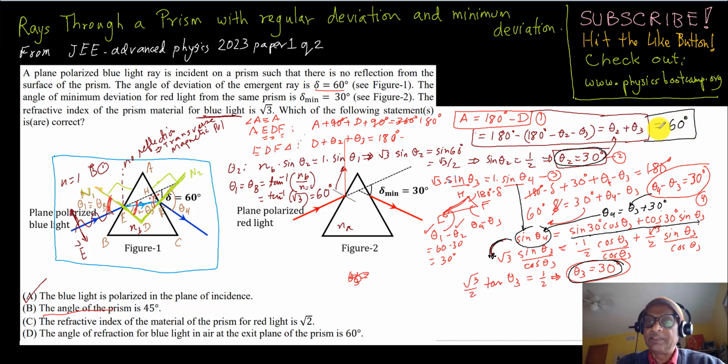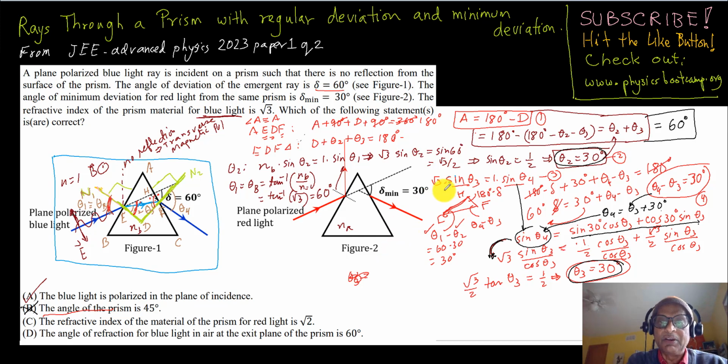A is 60 degrees. So this B is wrong. Okay, so I can just erase this now and work out the rest. Oh, I just noticed that D is also part of the blue light. So we got B is about theta 4. So here is the theta.